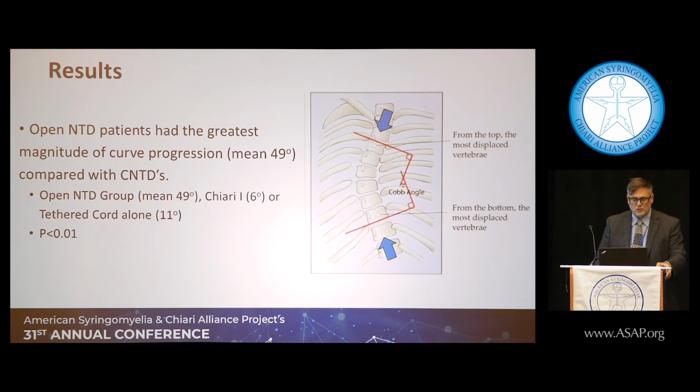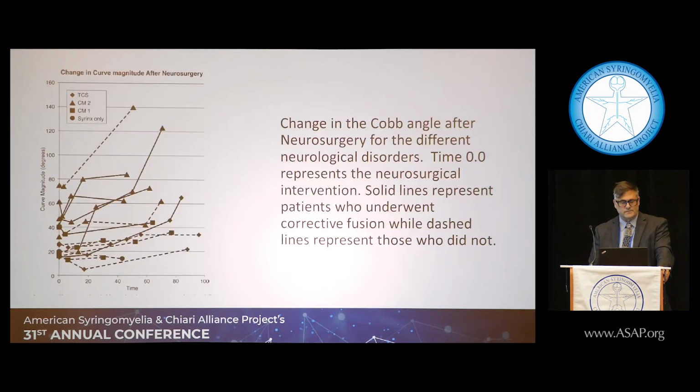When you look at those with open neural tube defects, not only was there a larger pre-surgical difference in how many degrees of angulation there were, but after surgery, they had the greatest change in progression. So they curved more rapidly, and more rapidly than the closed neural tube defects, the Chiari 1s. Chiari 1s after surgery only had 6 degrees of change. So Chiari 1s responded very positively to this type of surgery when they also had an angulation of the spine. Tethered cord alone, 11 degrees. And these were found to be significant.